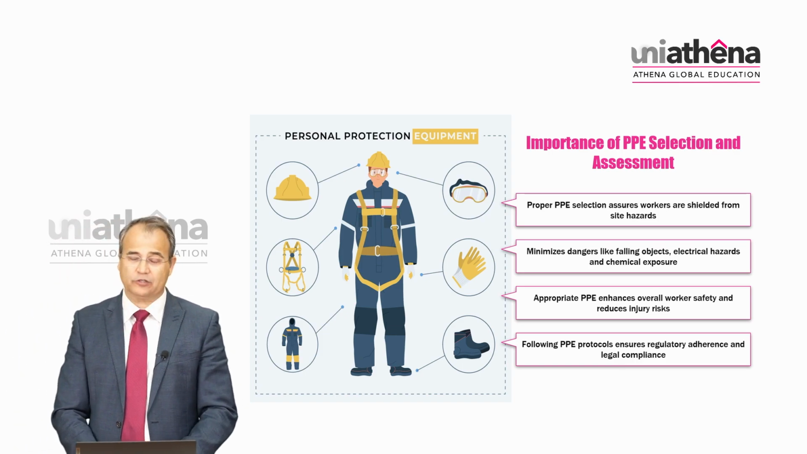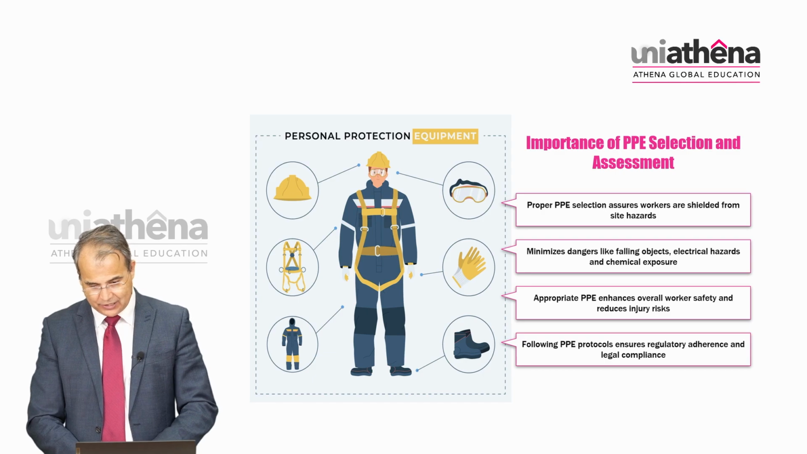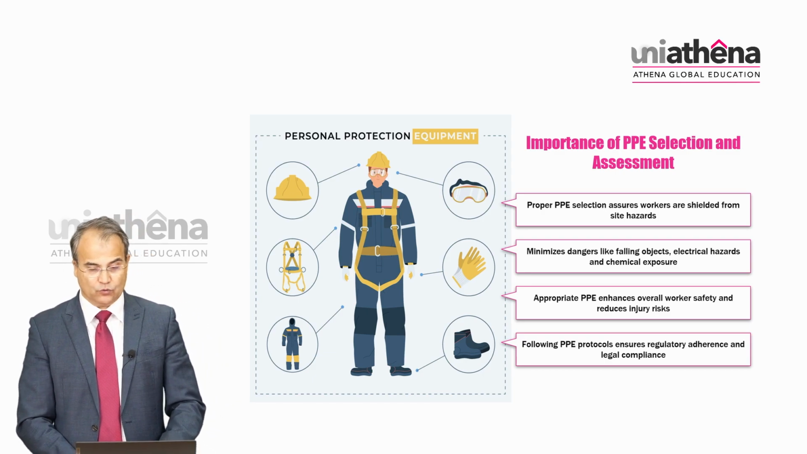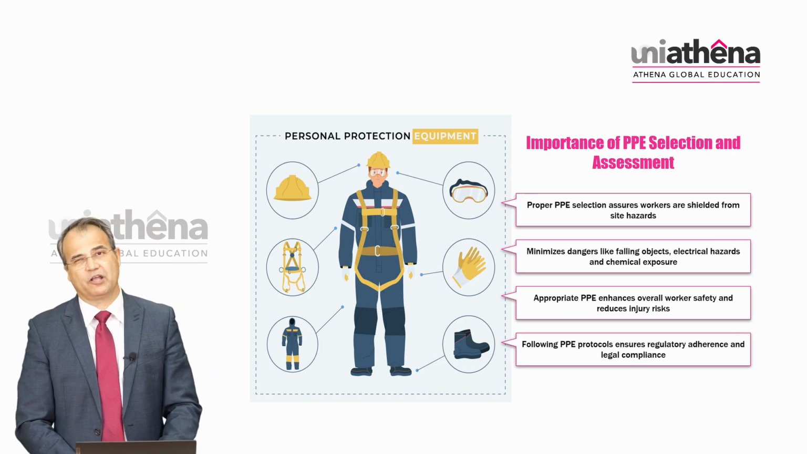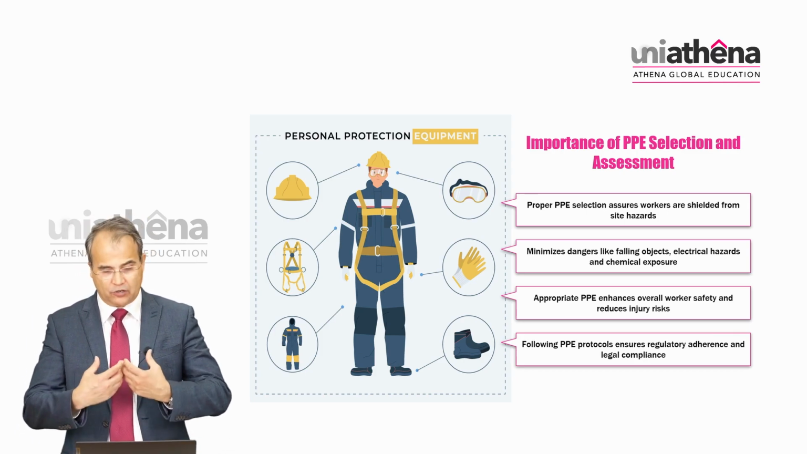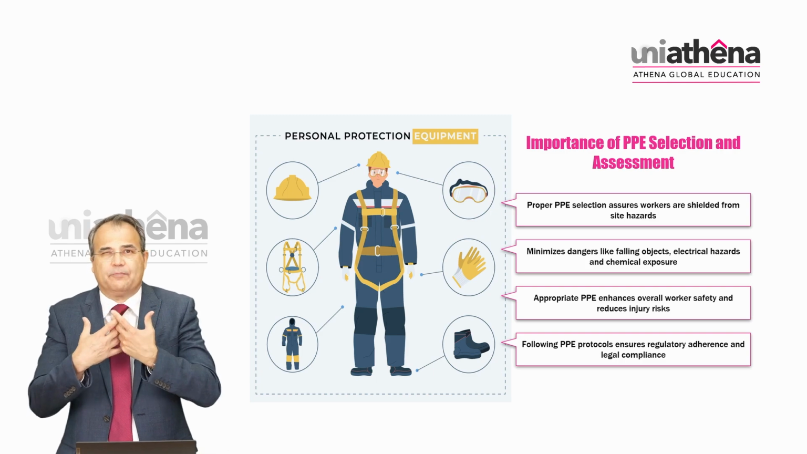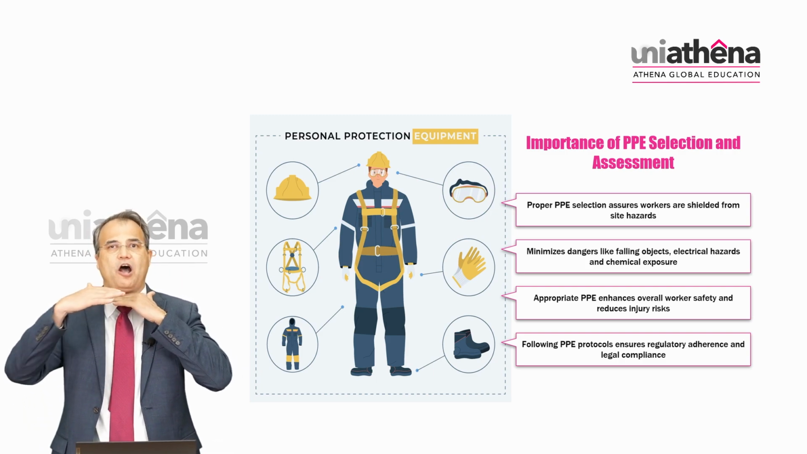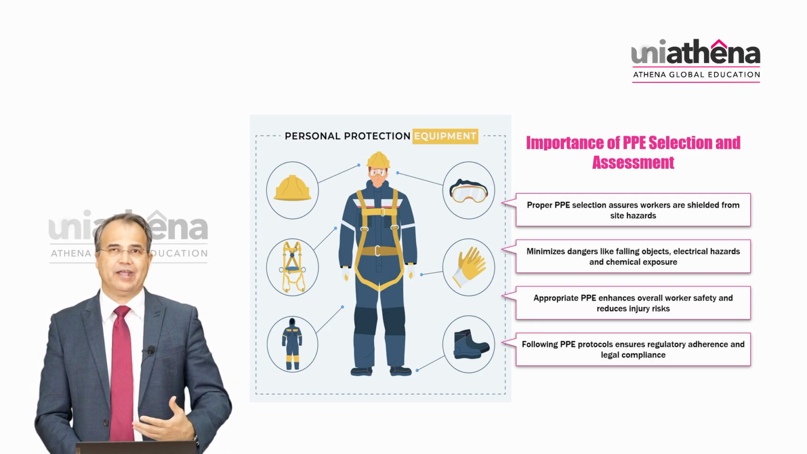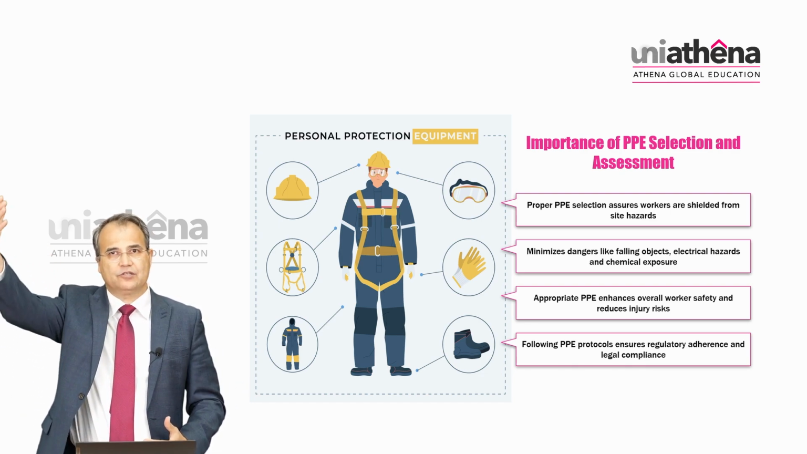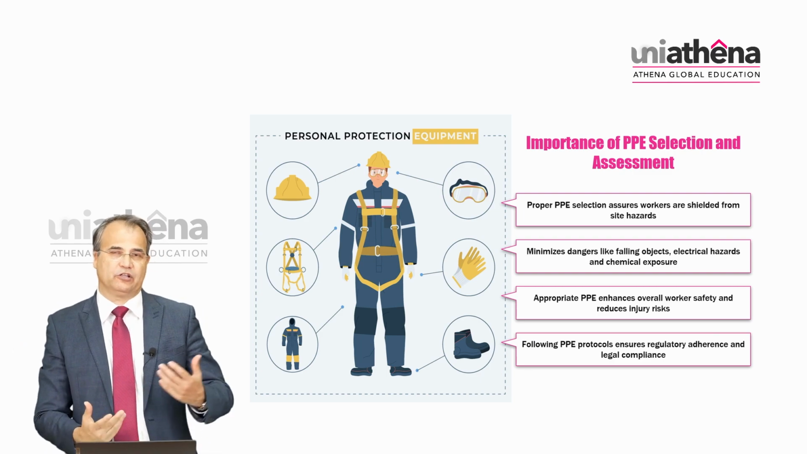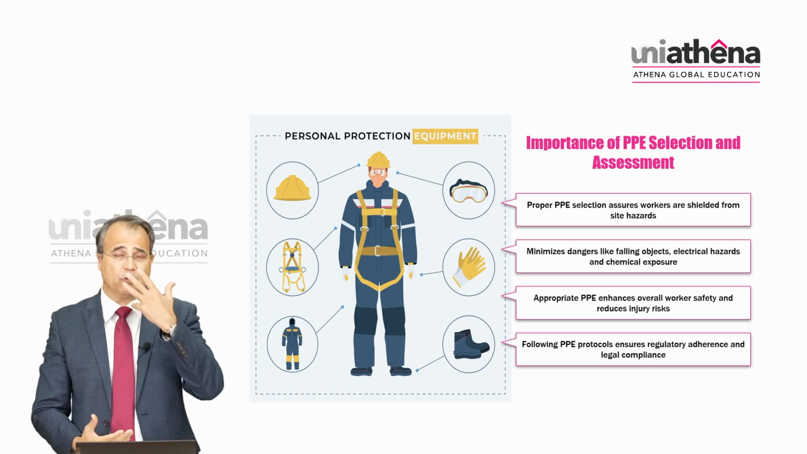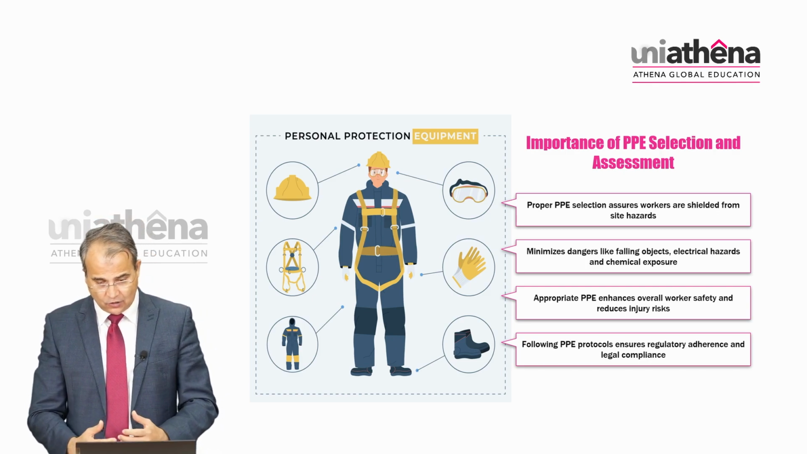When we are talking about proper PPE selection, it ensures that the workers are shielded from site hazards. We are talking about what kind of problem they're going to be facing. Are we talking about the goggles, which are nicely protective? We're talking about the helmet, which is protecting you. So the top half of you is protected in a way that if something, God forbid, hits you from the top, you're protected because of your helmet. And if it's something coming at your face, you're protected. Your eyes are protected because you're wearing the goggles.